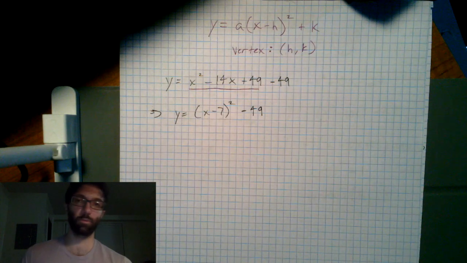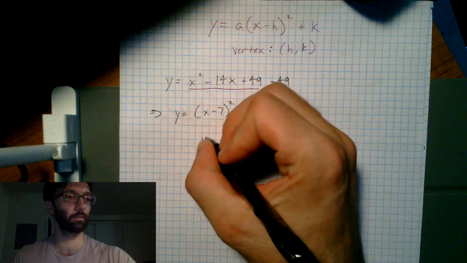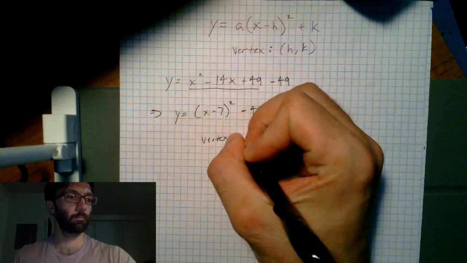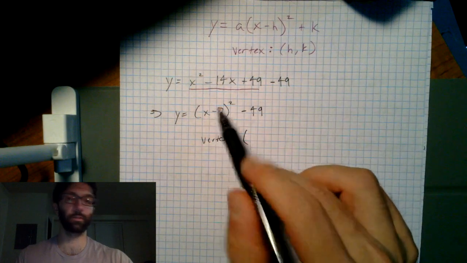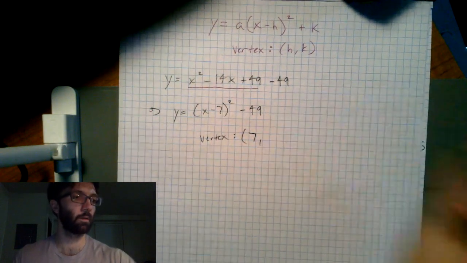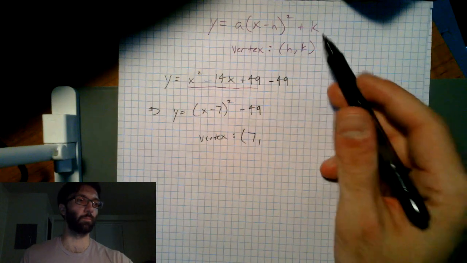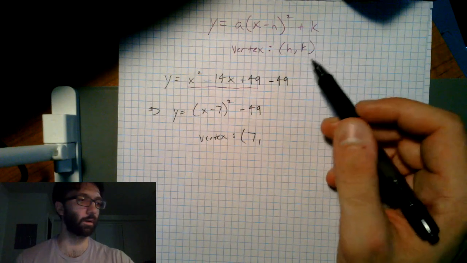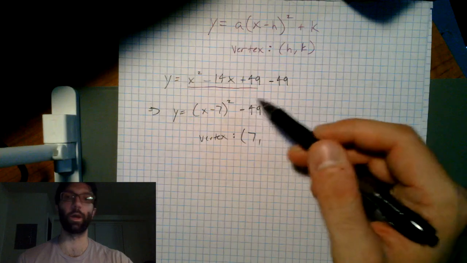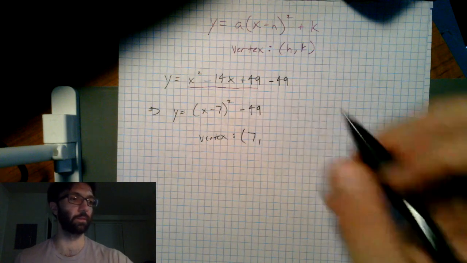And now we're in vertex form. So my vertex is going to be the opposite of this, which is going to be positive 7. And then my k value, the y-coordinate of my vertex, is going to be negative 49.